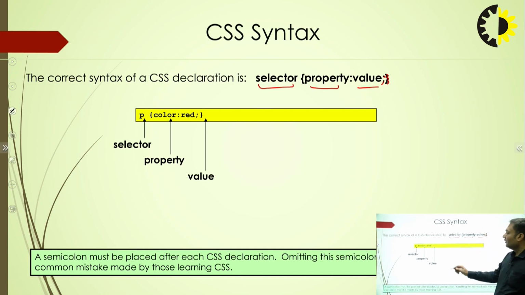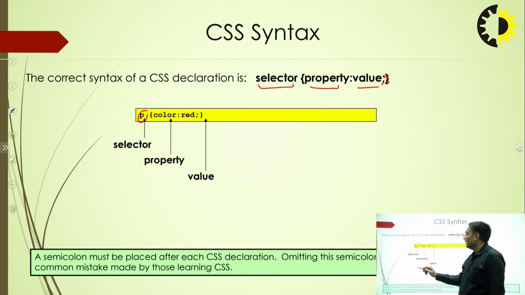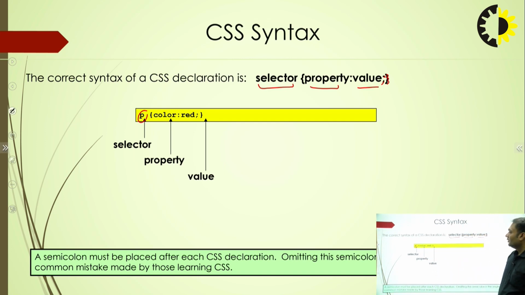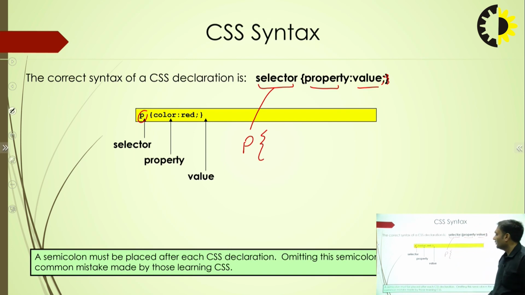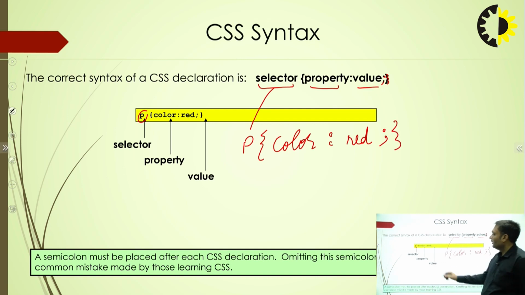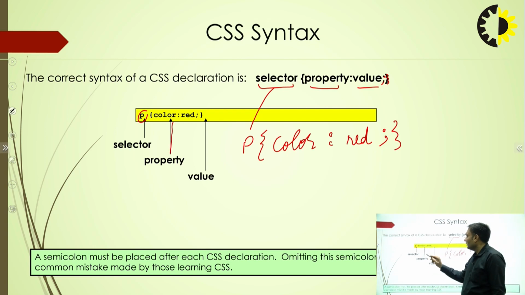For example, I have a paragraph tag, that is P, and I want to change the color of that paragraph to red. So I will write CSS like this: P is my selector, then curly braces, then the property that I want to change is color, then a colon, then the value that I want to apply, that is red, then a semicolon, then close the curly braces. So this one is the property, this one is the value, and this one is the selector.